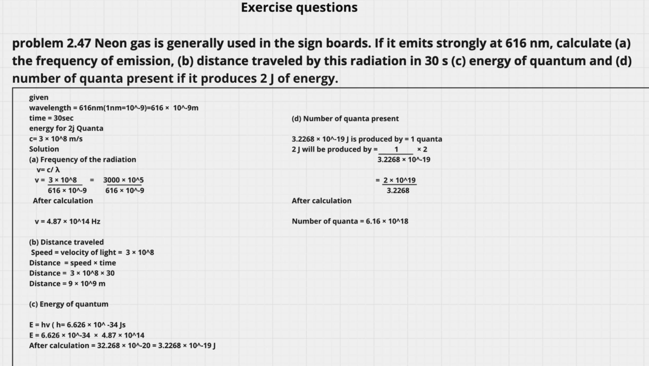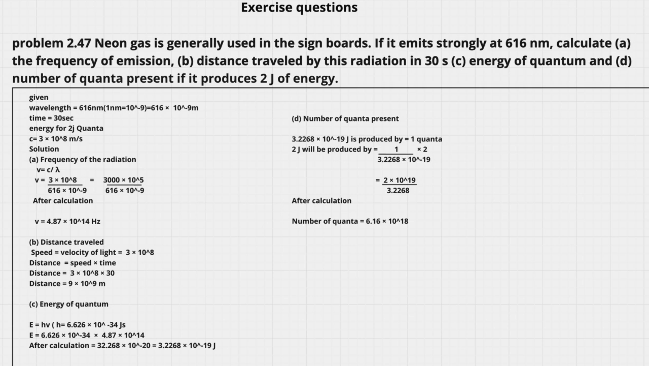C. Energy of quanta. Energy equals Planck's constant into frequency, where h is equal to 6.626 times 10^-34. Energy is equal to 6.626 times 10^-34 into 4.87 times 10^14. After calculation and decimal changes, energy is equal to 3.2268 times 10^-19 joules.